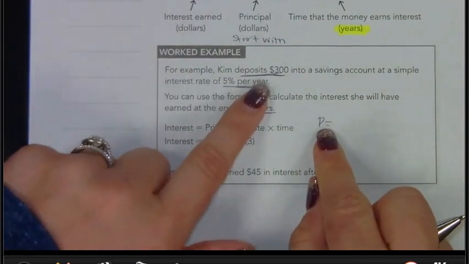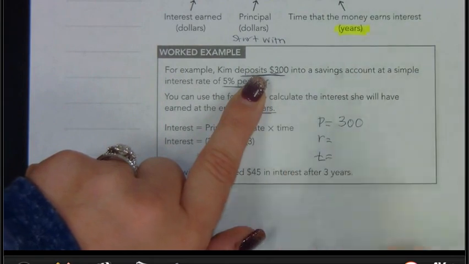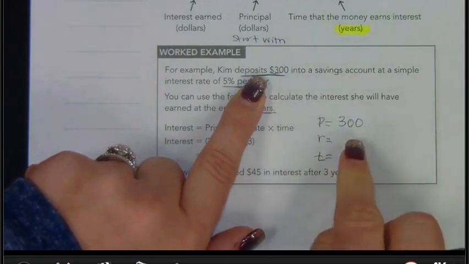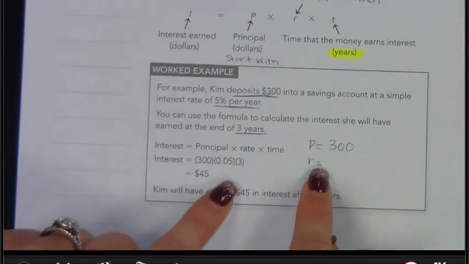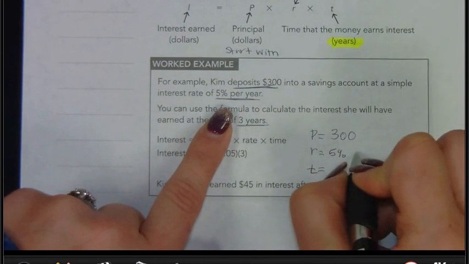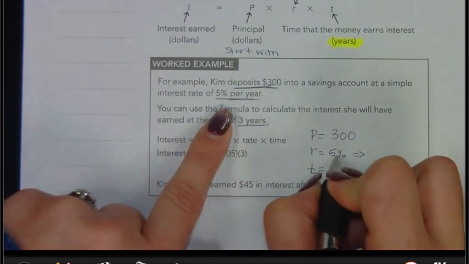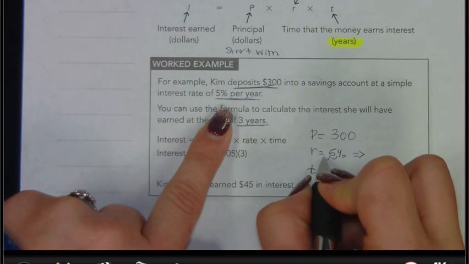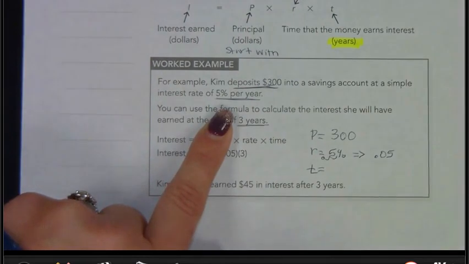Well, my principal is what I start with, which is what I deposit into my account, and I am depositing $300. My rate tells me up here that's my interest rate, which is a percentage, and it tells me that it is 5%. Well, I need to change this to a decimal. So I'm going to take that 5 and move that decimal 1, 2 times to the left to get 0.05.